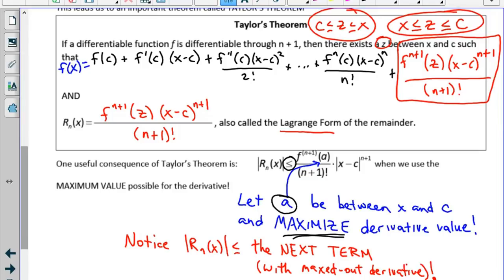So notice that this error term is always less than or equal to the next term. That ends up making this practically pretty nice to find. All we have to do is take the next term in the polynomial. So if we have a fifth degree polynomial, we just look at the 6th degree term, or in a sine or cosine case, the 7th degree, 2 away, whatever the next non-zero term is. And that's the maximum error that we have, as long as we replace what the derivative is at c with the biggest possible derivative that we can have.